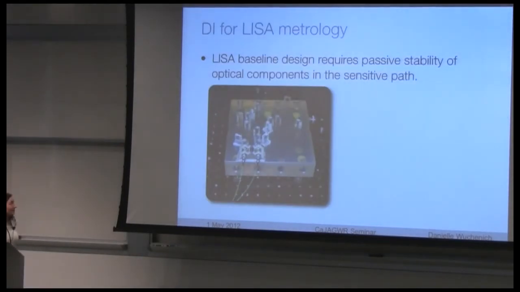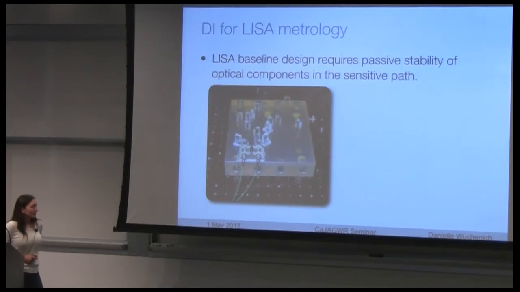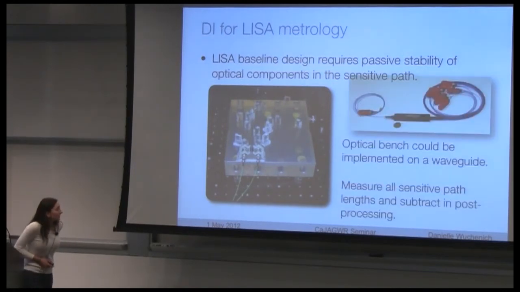As far as LISA metrology goes, which is what I'm interested in, the LISA baseline pretty much requires passive stability of all optical components in the sensitive path. It means building everything to picometer stability. If you've seen some of the pictures of the optical benches that we build, they use these fancy bonding techniques to get everything to be really stable on nice pieces of glass that don't move much when the temperature changes.